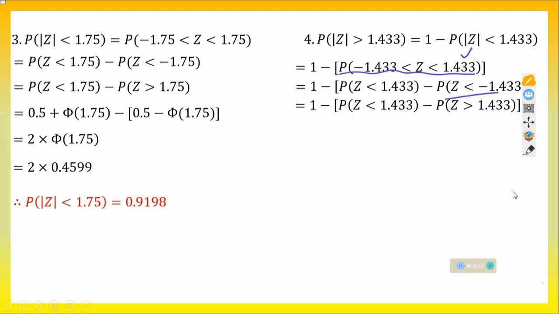The inequality sign should change. So from there, by interpretation: this is greater, this is less than, so it becomes a plus. This is greater, it becomes a minus. Okay, so we are manipulating that expression.